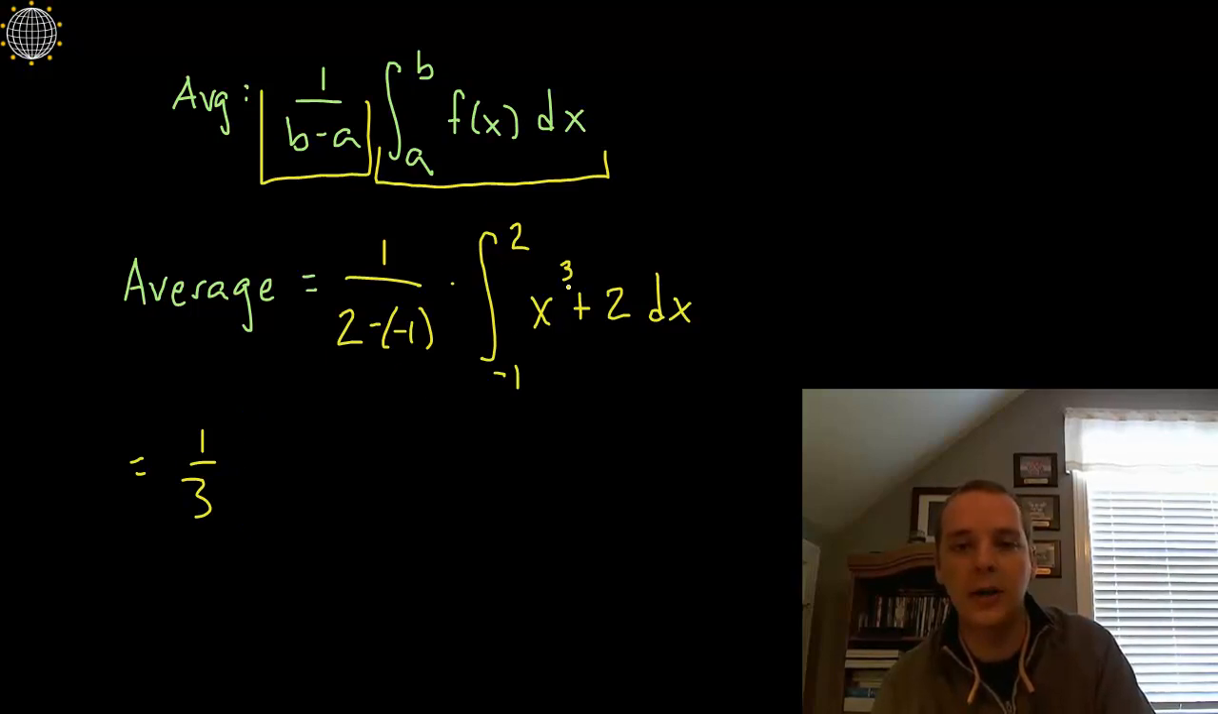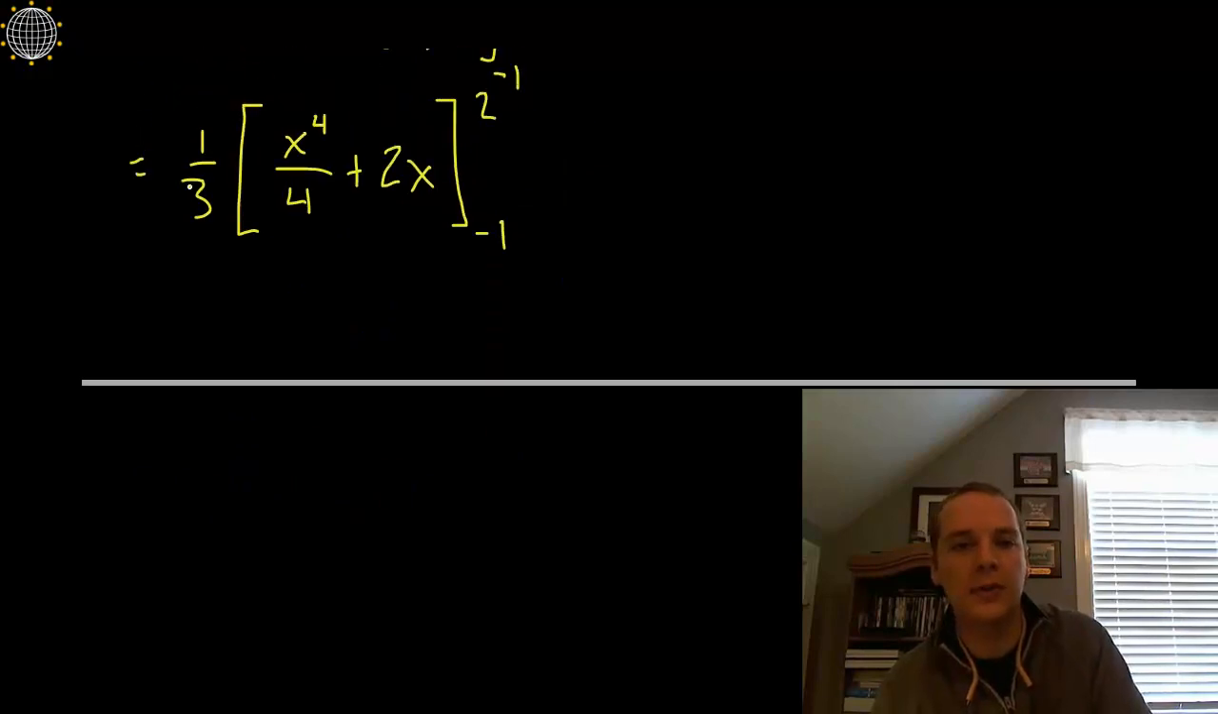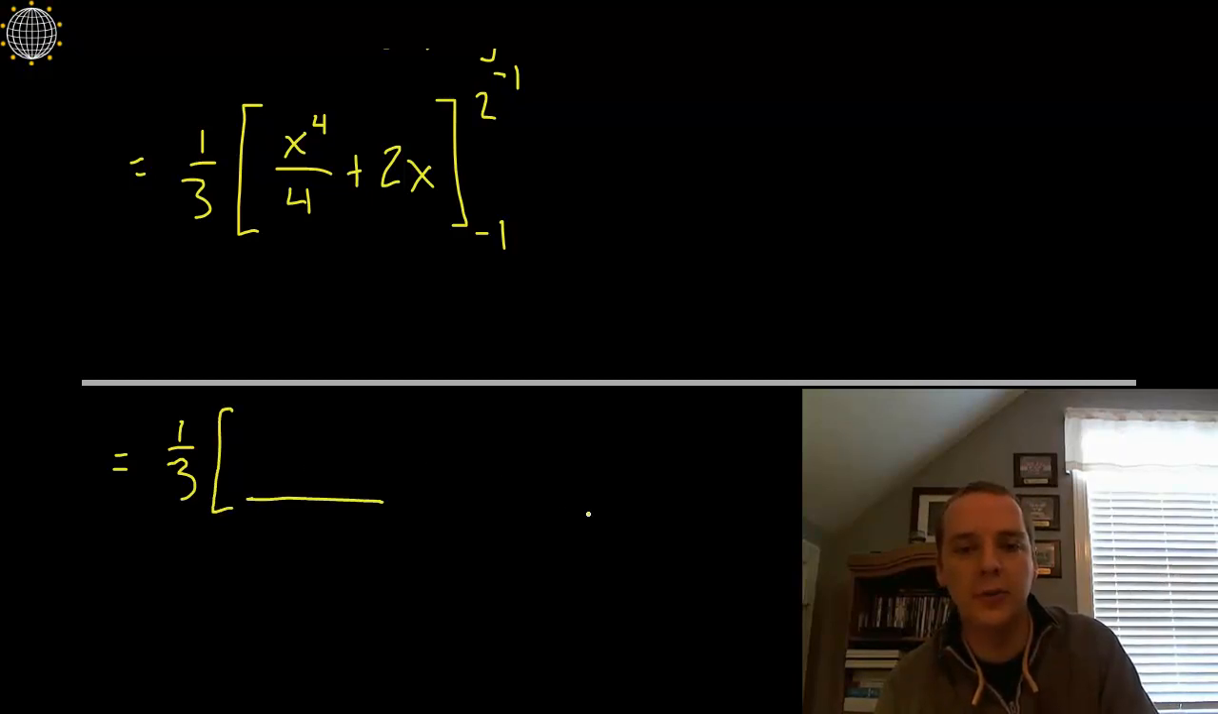We need to integrate x cubed plus 2. So this will be x to the 4th over 4, and then plus 2x, bracketed from -1 to 2. And so we'll leave the 1/3 on the outside here. And then we're going to plug in a 2 and then plug in a -1 and subtract. We're using the fundamental theorem of calculus here. So when we plug in a 2, let's see if we can do some of this math mentally here just to save some time.